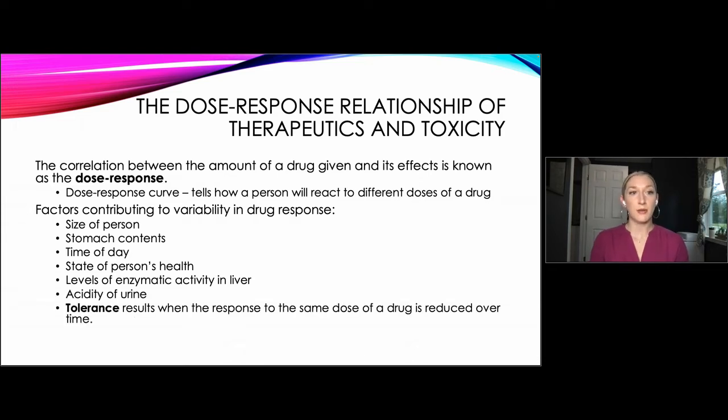So tolerance is probably the biggest factor to know, and this results when the response to the same dose of a drug is reduced over time. So you build a tolerance in the sense that you've taken this X amount of a drug. Over time, you now require more of that drug to achieve the same effect.